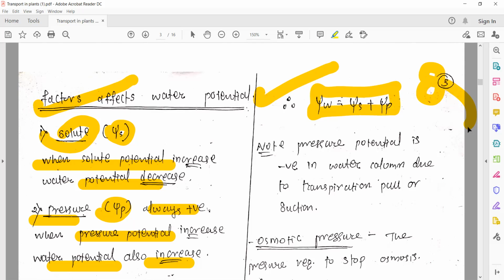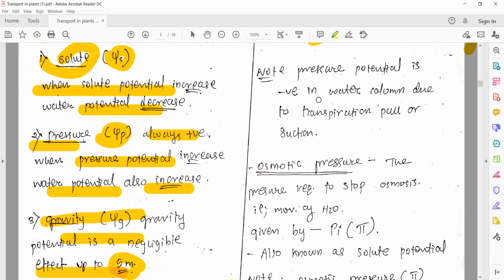Now note, pressure potential can be negative when transpiration has taken place. Pressure potential can be negative because it is working against gravity. Water has to move from the ground level to the upper level. That is possible due to transpiration, that is, the opening of the stomata. Suction pressure is created, a kind of transpiration pull which takes the sap towards the upper side. Through this you should understand that pressure potential here is negative. Clear?